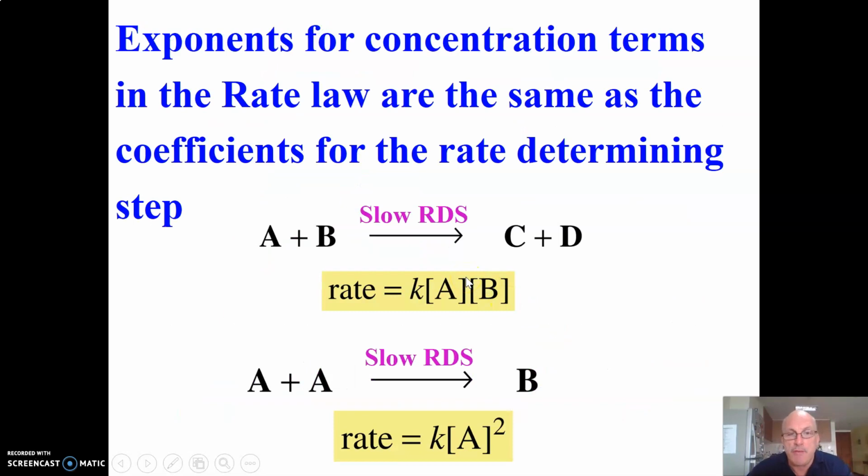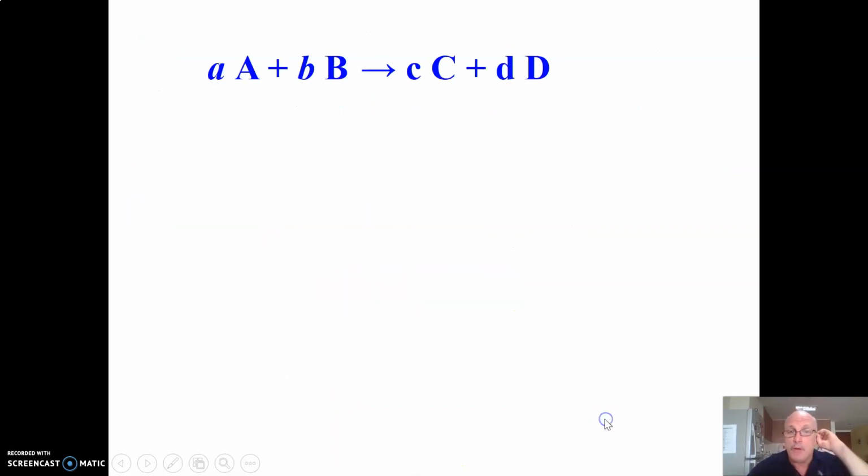And once again, a reminder that if you're literally looking at an RDS, you're literally looking at who's colliding with who, and you can get the overall rate law straight from it. So 1A and 1B, you're going to write that. If there were 2 A's involved in some sort of reaction, you'd write K times A squared, okay?